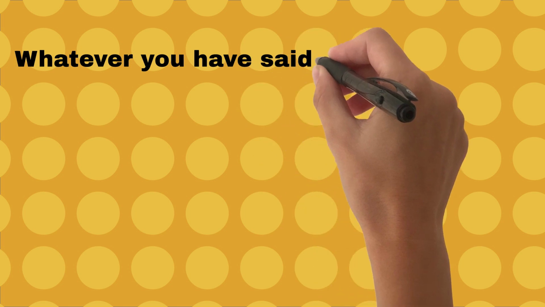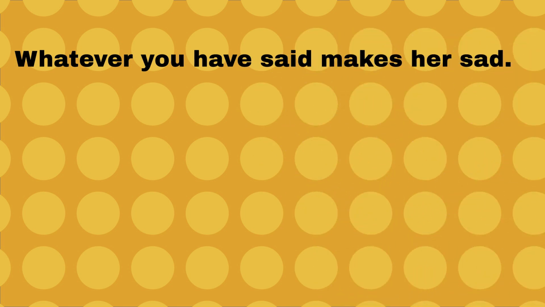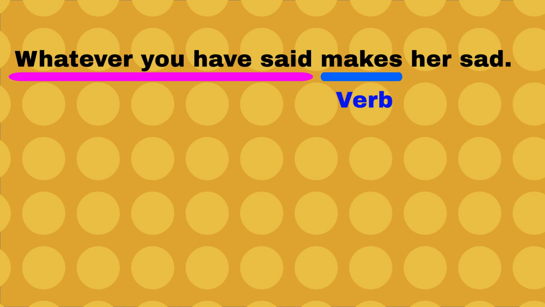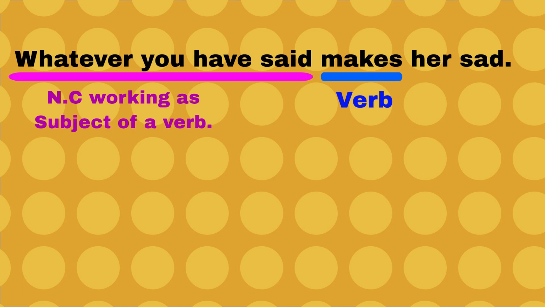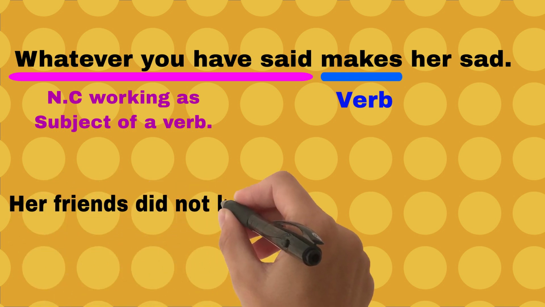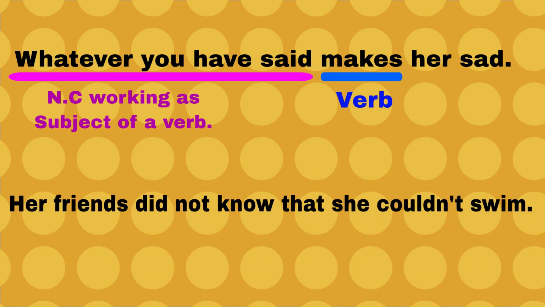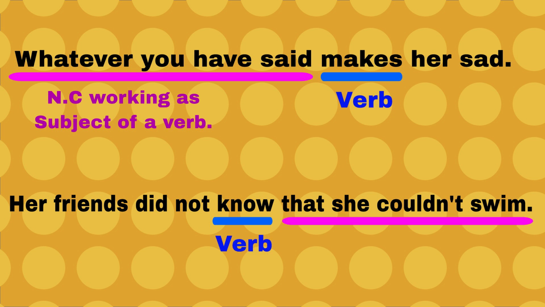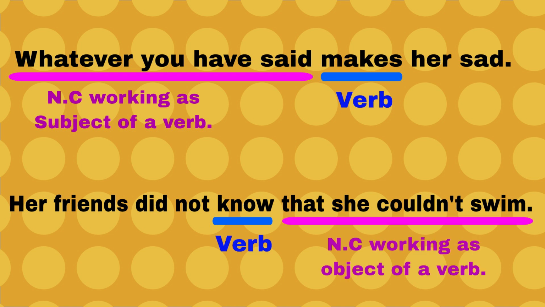For example, whatever you have said makes her sad. In this example, makes is a verb. Whatever you have said is a noun clause, working as a subject of a verb. Her friends did not know that she couldn't swim. Here, know is a main verb, and that she could not swim is a noun clause, working as an object of a verb.